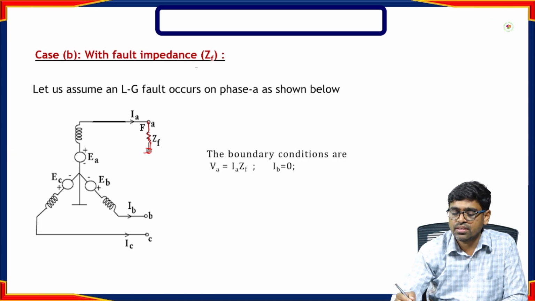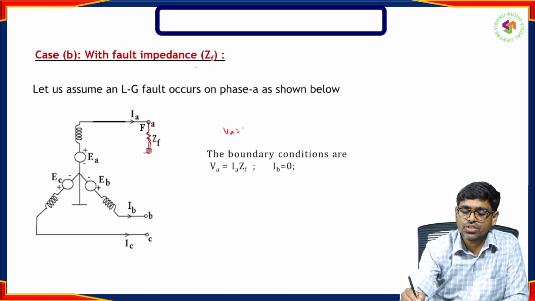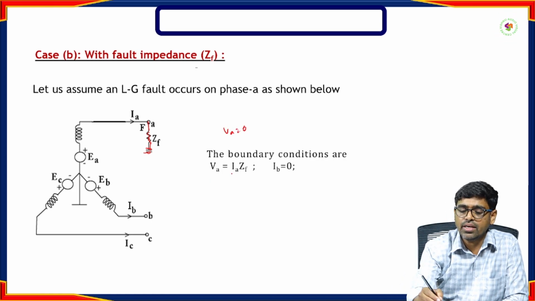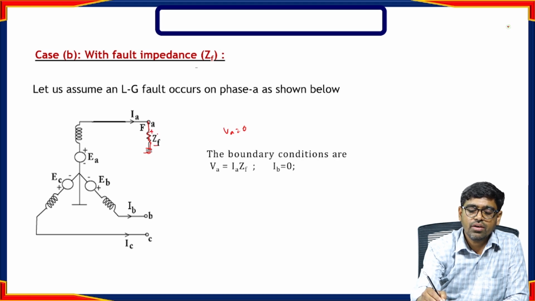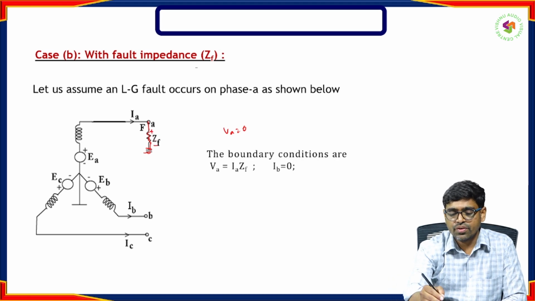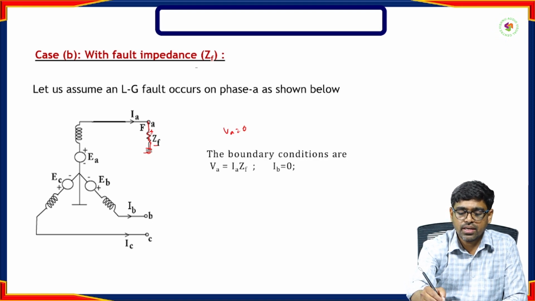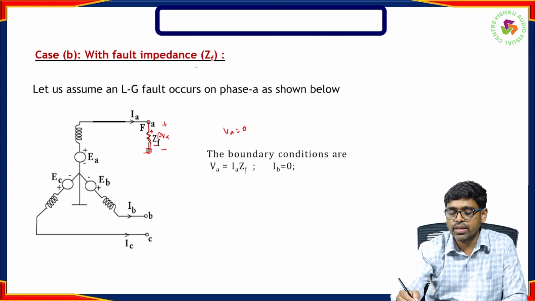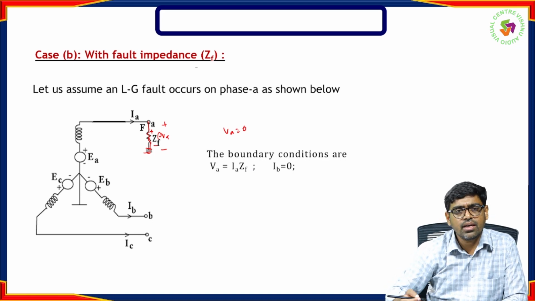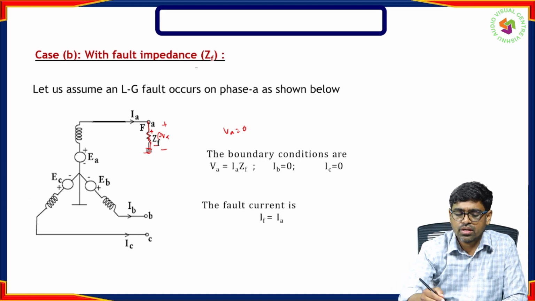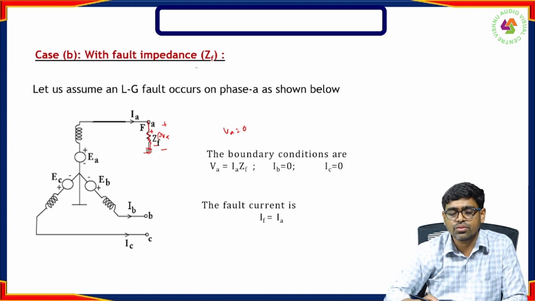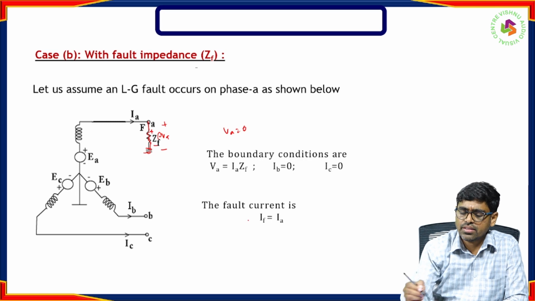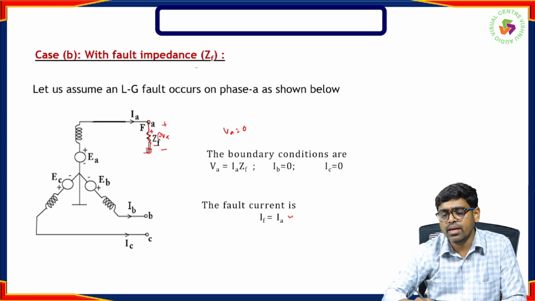The boundary condition for this is VA equal to, in the previous case, VA equal to 0. Now it is VA equal to IA into ZF. It is not 0, it is VA equal to IA into ZF. If you take the plus minus, current is entering, then IA into ZF is nothing but this VA. Across this, if you take loop analysis, we can get VA equal to IA into ZF. And IB and IC are open circuited, it is 0. This alternator is not connected to the load. And the fault current is now IF equal to IA. So everything will be the same, only the VA equal to 0 relation gets changed.